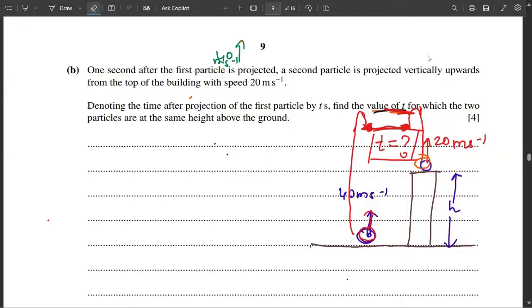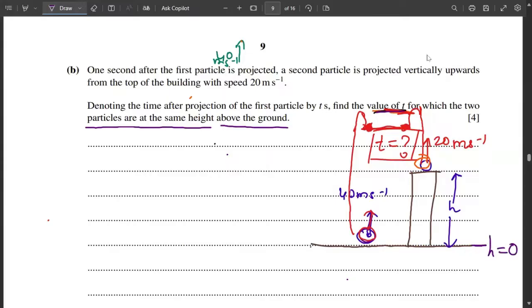So the question is, denoting the time after projection, find the value of t for which the two particles are at the same height above the ground. So here we have to consider the ground at height h equals 0. And what do we have to find? These two particles are at the same height. So that will be at what time? That we have to find out.